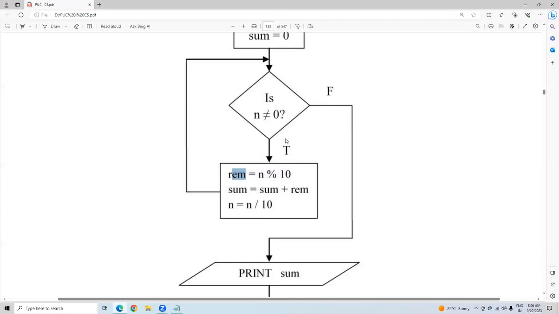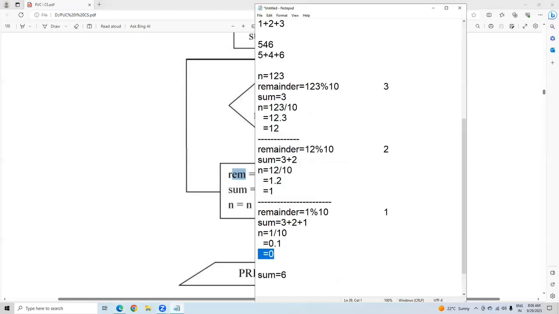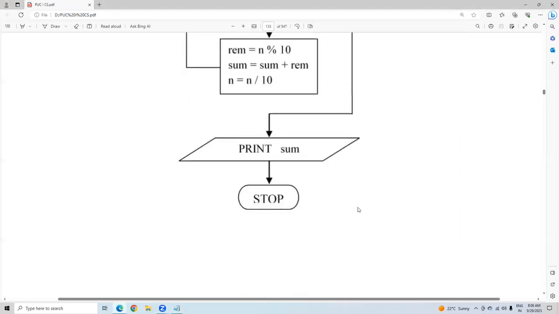But until n is 0, this process repeats. You see the arrow, the direction, it is like a loop, a repetition. It will happen 3 times, as I did here. In the same way, the same process was repeated 3 times. Then stop.